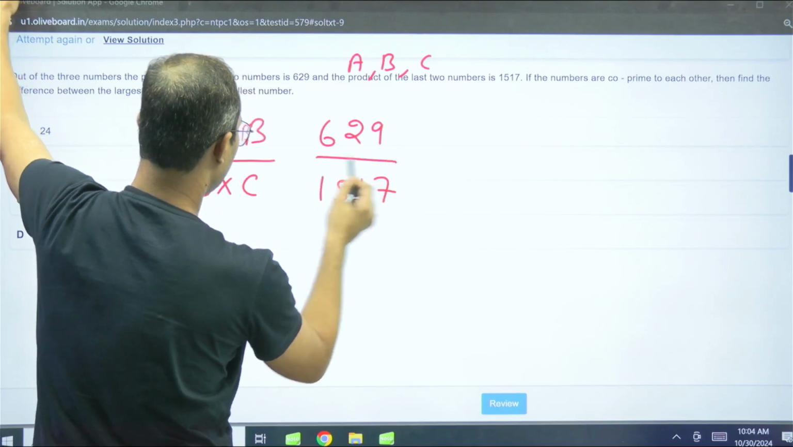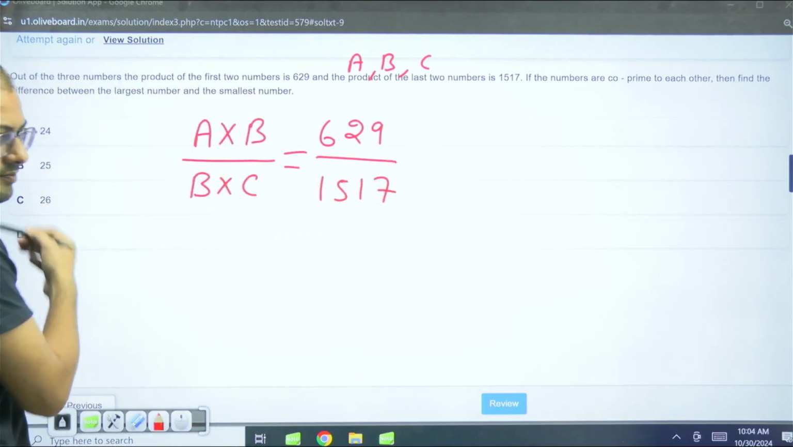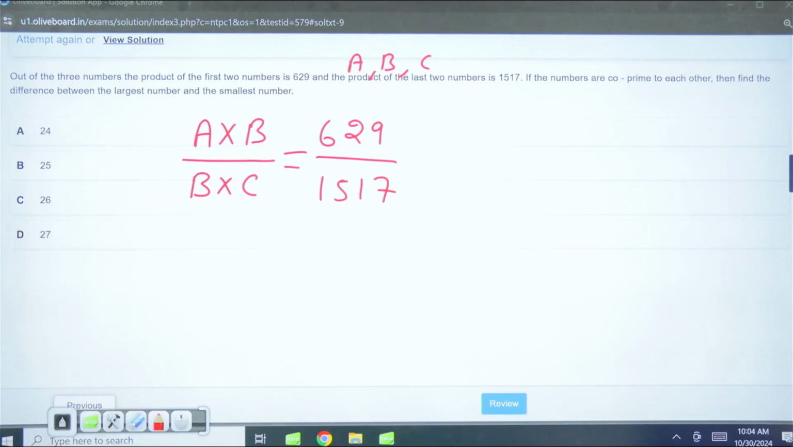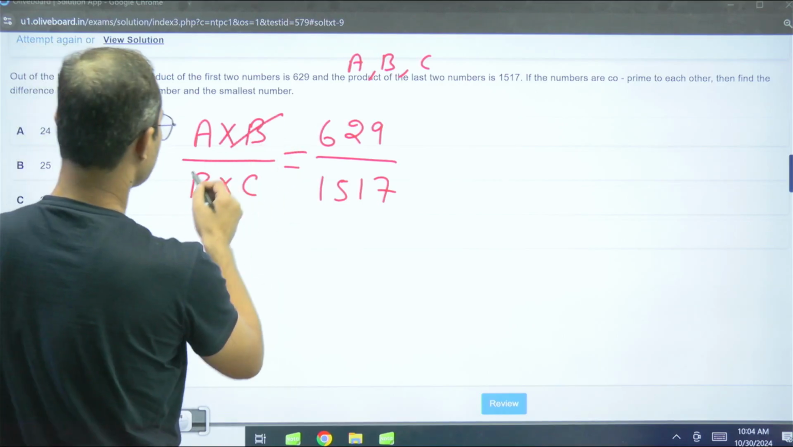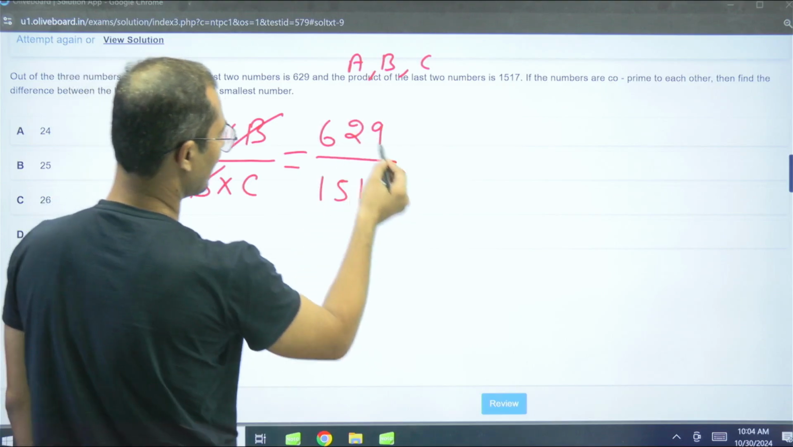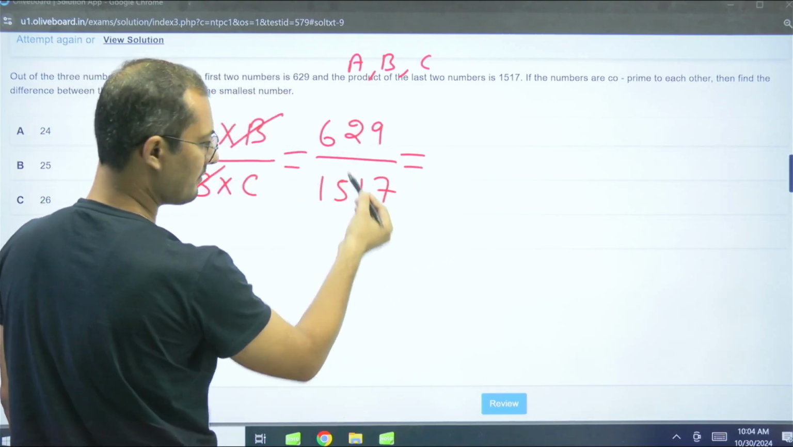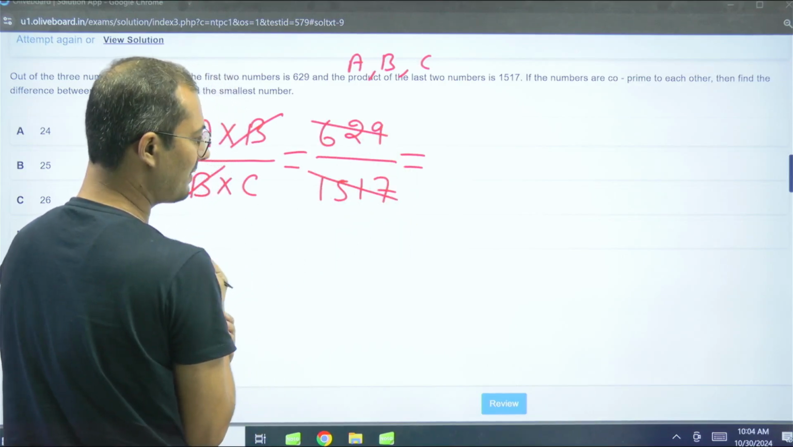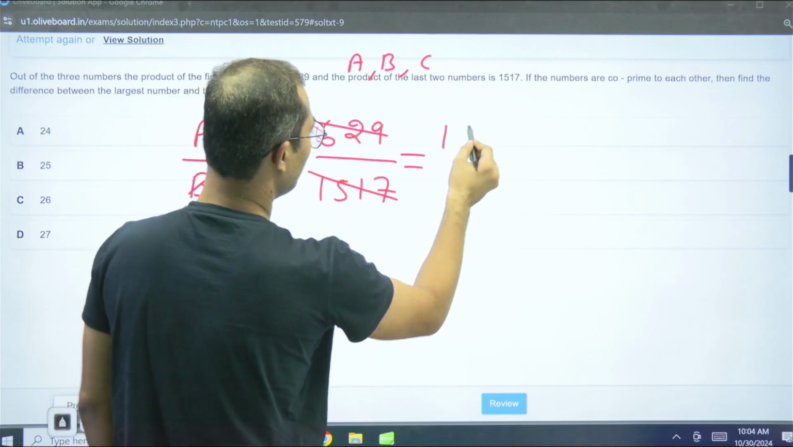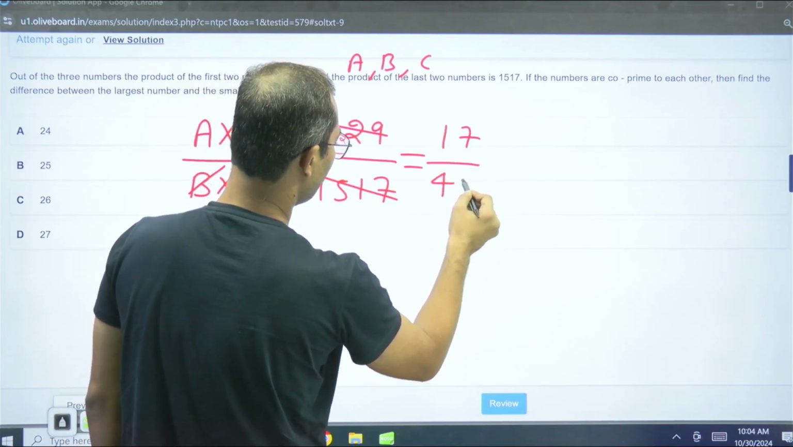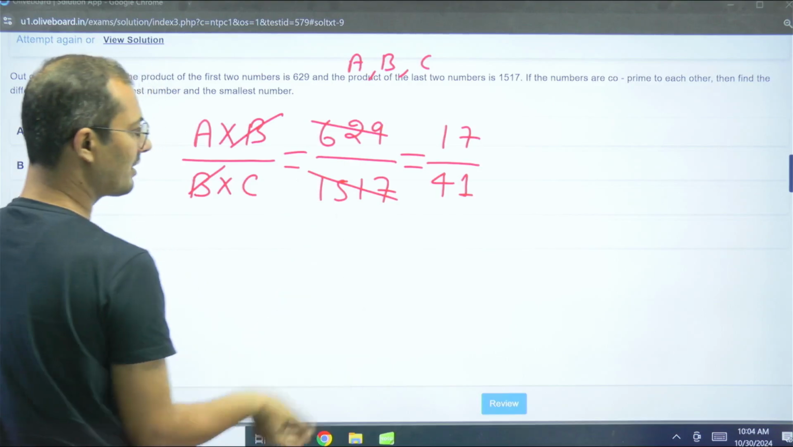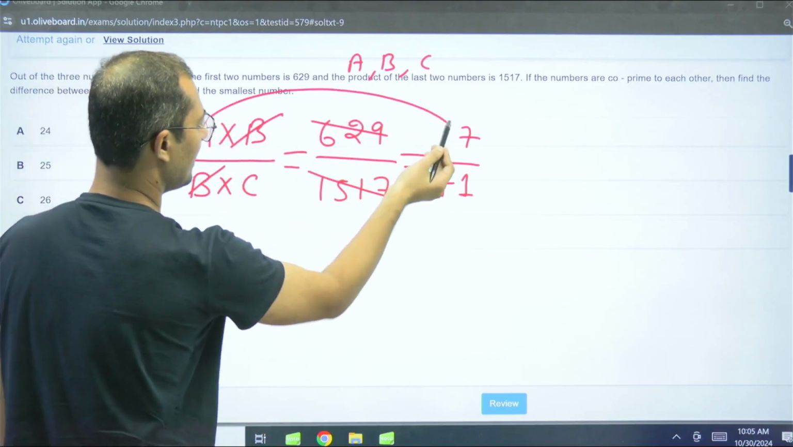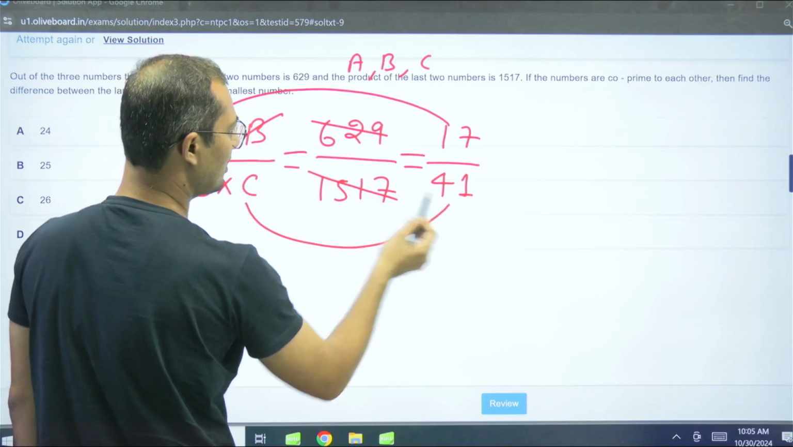1517. So we are dividing the first product by the second product, right? So in this, middle term is common, right? So B part is common. So we can say that what will be the ratio of this, or we can say that both numbers are getting cancelled by 37, right? So here we will get 17 and here we will get 41, and both are co-prime numbers, right? So A is equal to this and C is equal to this.